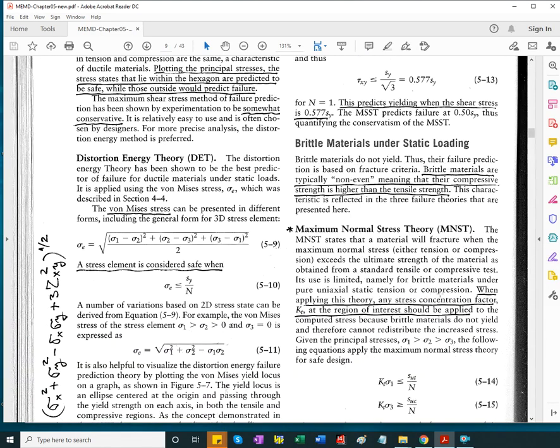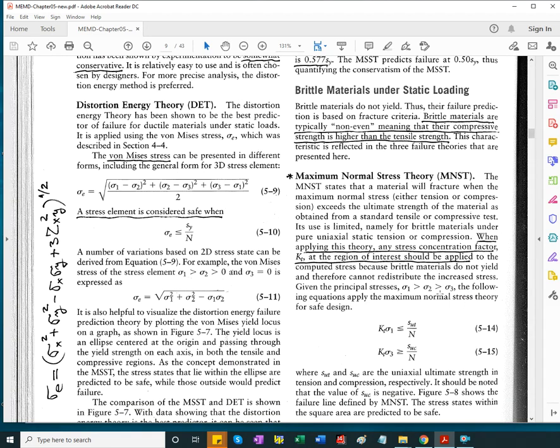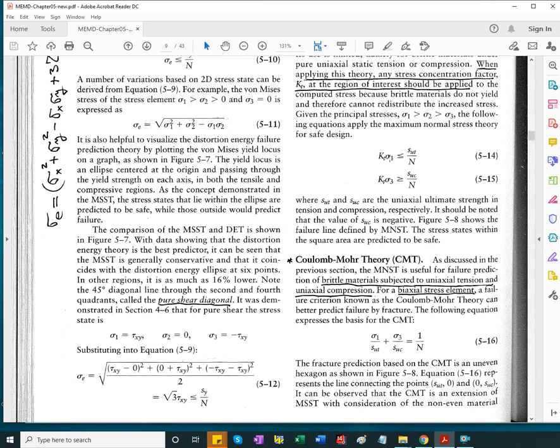For brittle materials, where the tensile properties and the compressive properties differ, there are 3 failure theories presented here. One is the maximum normal stress theory, and being a brittle material, we're going to necessarily include the stress concentration factor, because that has the effect of locally increasing the stress in the material, and if a crack starts at the area of localized overstress, then it can propagate and fracture can occur.